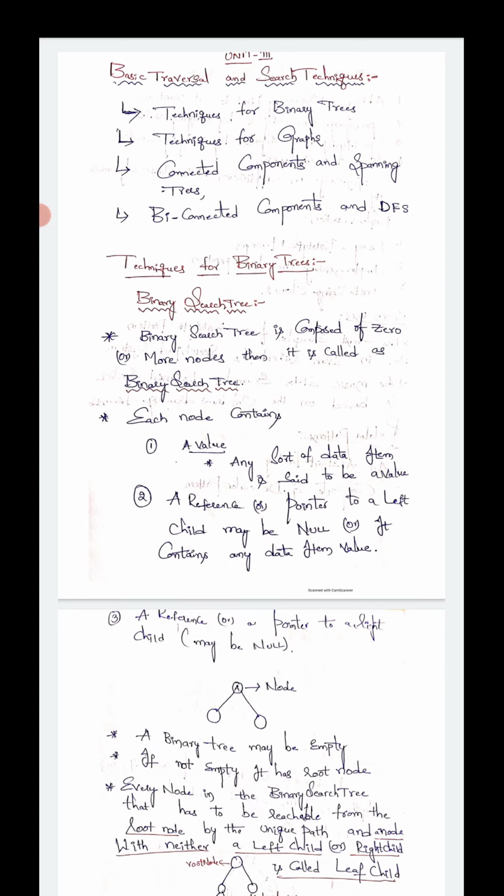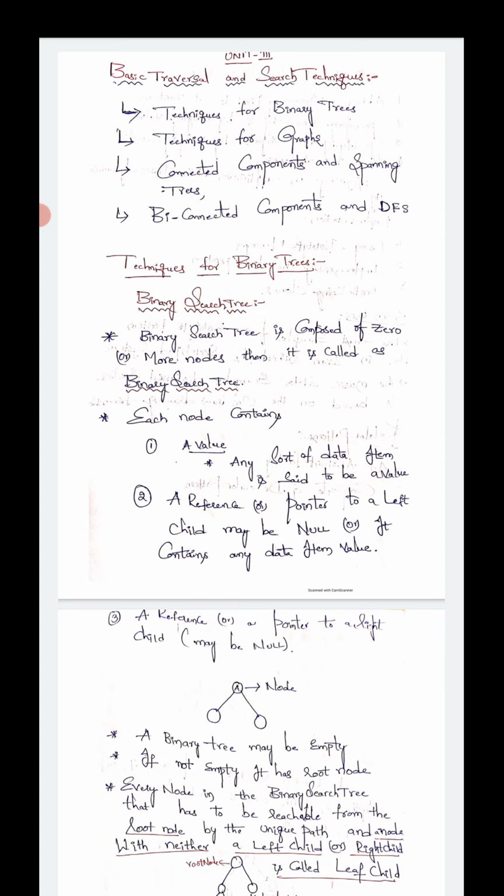Today we are discussing the first topic, techniques for binary trees. First of all, you must learn what a binary search tree is. It is composed of zero or more nodes. If it is composed of zero or more nodes, then it is called a binary search tree.